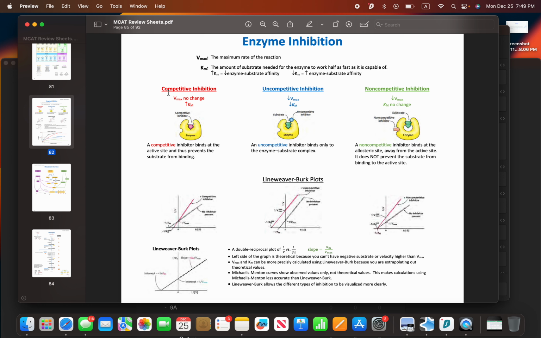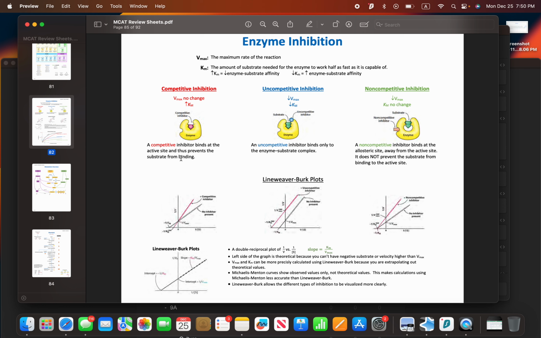So for the competitive inhibition, we know that the inhibitor binds at the active site, and the active site is exactly where the substrate sits on the enzyme in order for the reaction to take place, to be faster, right? And if the competitive inhibitor is binding to the active site, it means that there's no more room for the substrate. So this prevents the substrate from binding.